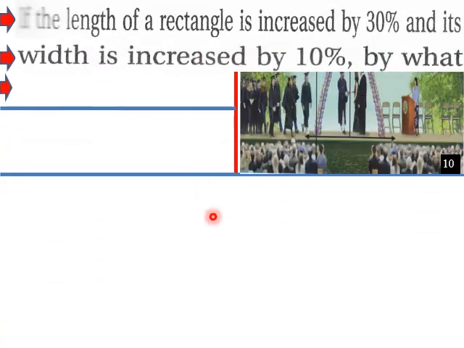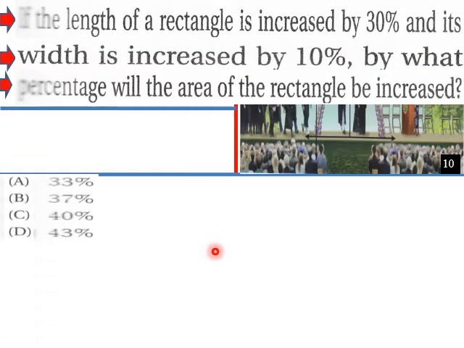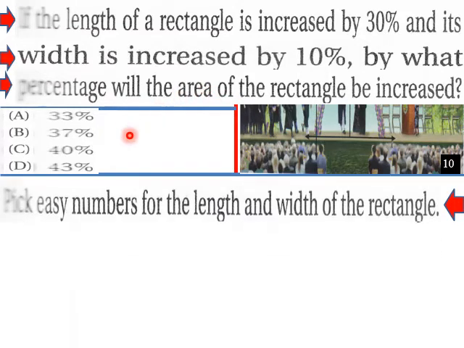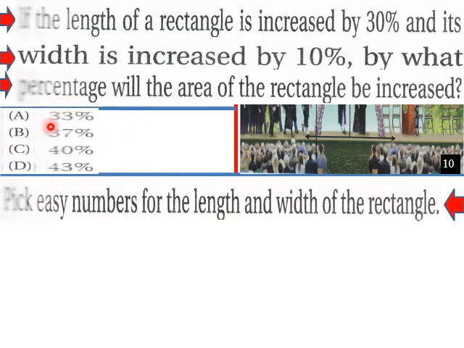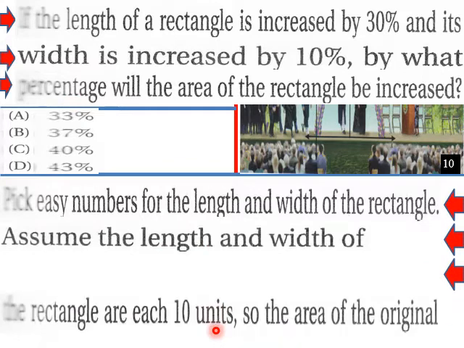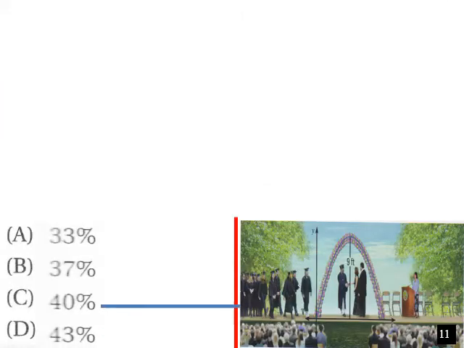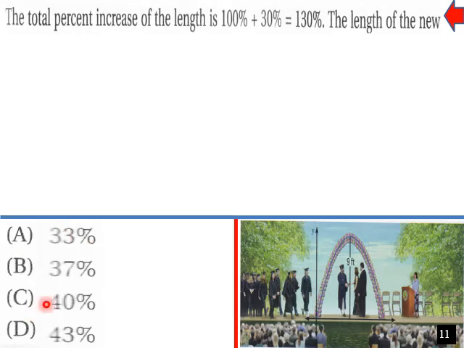If the length of a rectangle is increased by 30% and the width is increased by 10%, what will the percentage increase of the area of the rectangle be? Here are the possibilities. Pick easy numbers. So 10 by 10 equals 100 square units, for example here. So again, here are our choices.